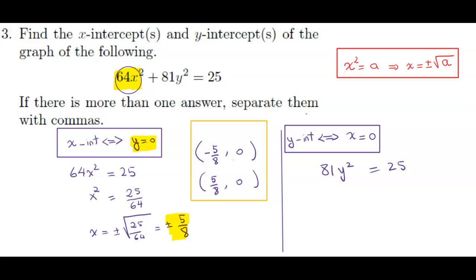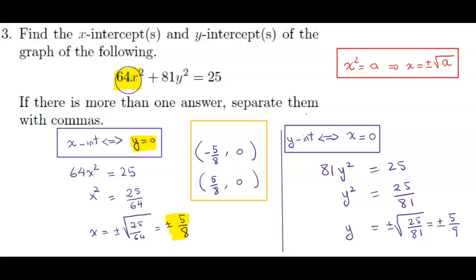I'm going to do exactly the same thing. So I'm going to isolate y squared first. It's going to be 25 divided by 81. And then the square root property right now. This is going to be y equals plus or minus the square root of 25 over 81, and this is obviously going to be plus or minus 5 over 9.